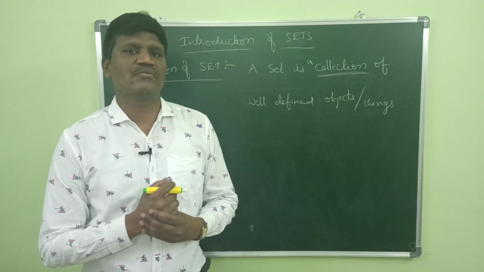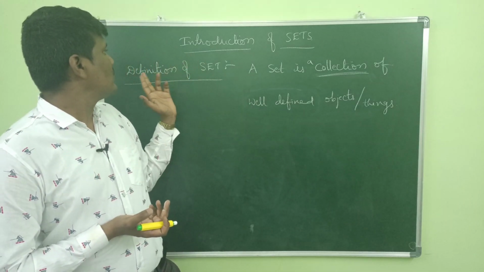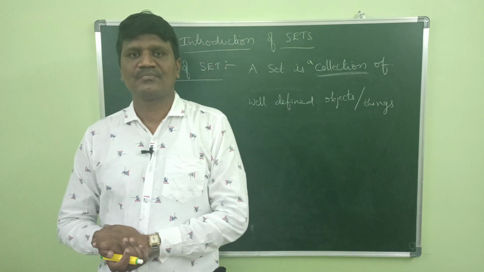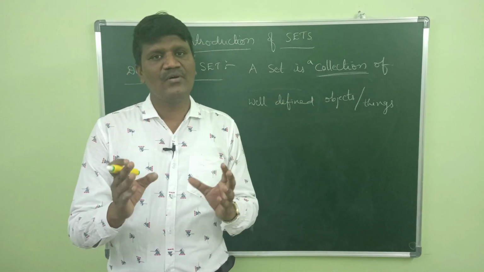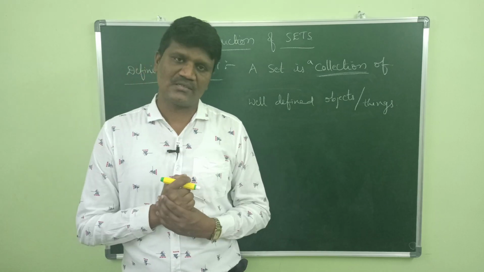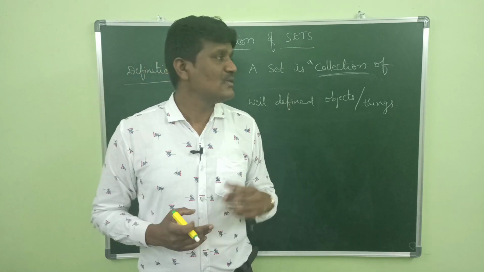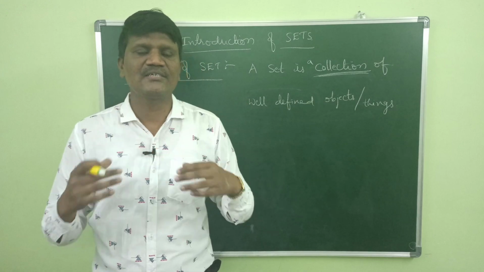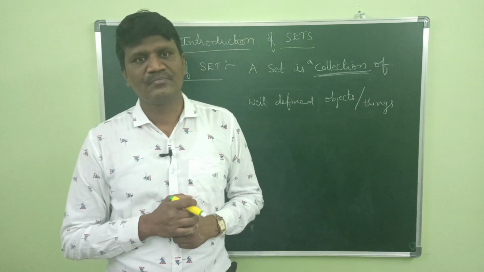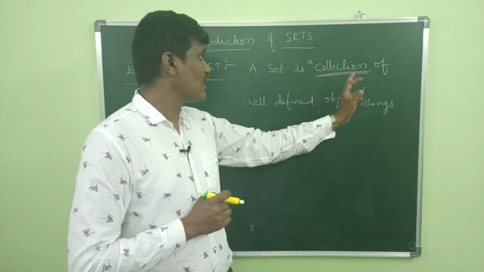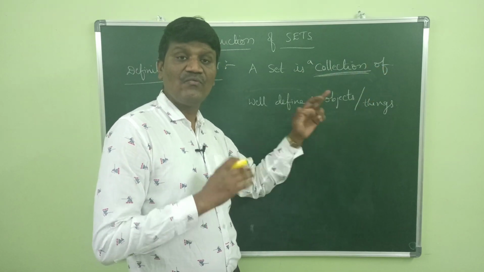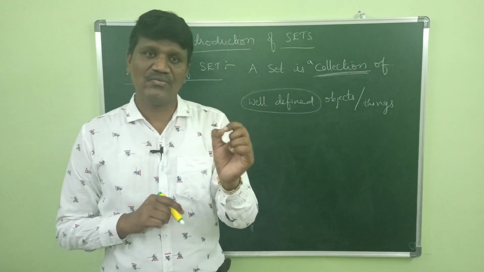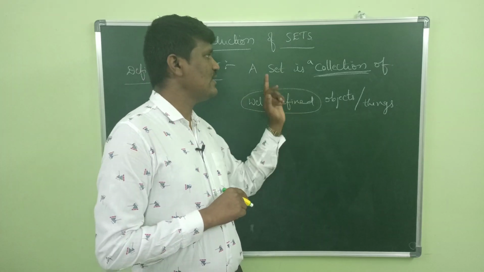Now let us see the definition of a set. What is the definition? A set is a collection of well-defined objects or things. If you observe the definition, a set is a collection. Collection means putting together, or some bunch, is called a collection. This you know. Collection of objects. Which type of objects? Well-defined objects. A collection of well-defined objects is called a set.